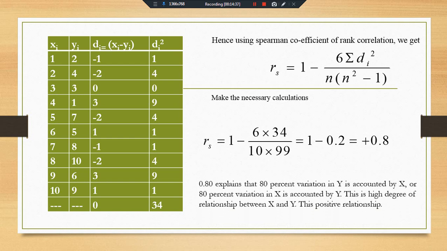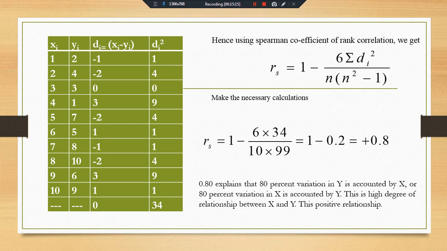Point 8 explains that 80% variation in y is accounted for by x, or 80% variation in x is accounted for by y. So this is a high degree of relationship between x and y. Moreover, this is a positive relationship. And keep it in mind that there is no concept of independent and dependent variable while studying any type of correlation. Either you are studying simple correlation, group data correlation, or rank order correlation.